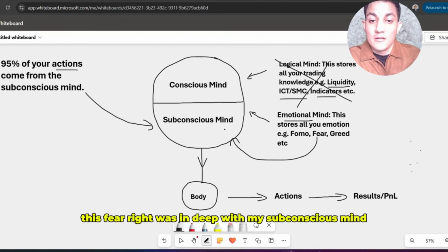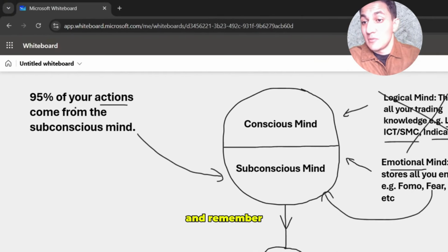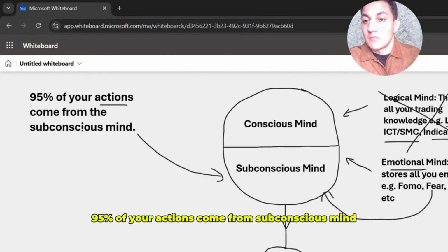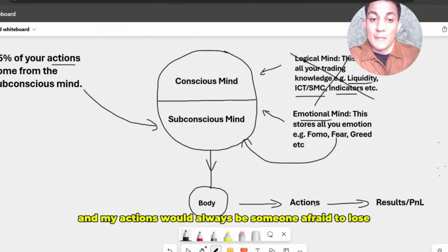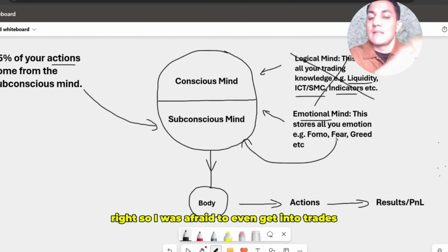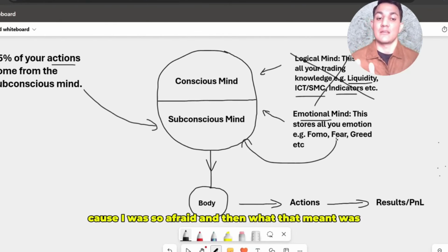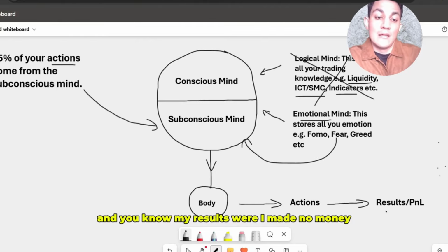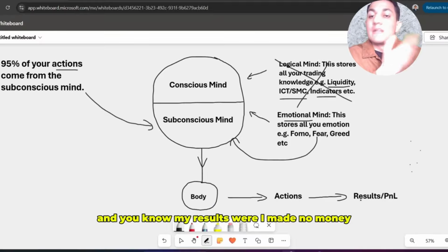This fear was in deep with my subconscious mind. And if you remember, 95% of your actions come from the subconscious mind. So my body and my actions would always be someone afraid to lose, right? So I was afraid to even get into a trade. I'd see my setup and I wouldn't even take it because I was so afraid. And that meant I missed so many winning trades, and my results were I made no money.